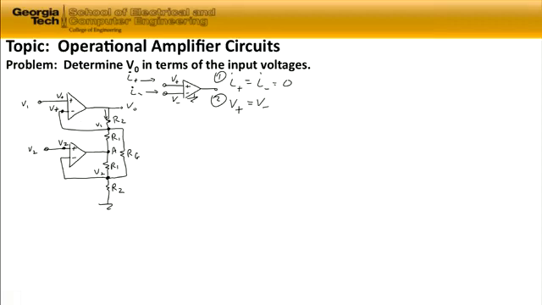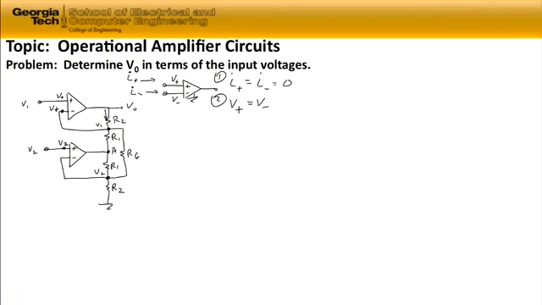Now if we use Kirchhoff's current law to sum the currents into the node where the voltage is V1 and also into the node where the voltage is V2, we can find some equations which relate those input voltages to the output voltage. So let's start at this upper node where the voltage is V1. And so we're going to sum the currents into that node.